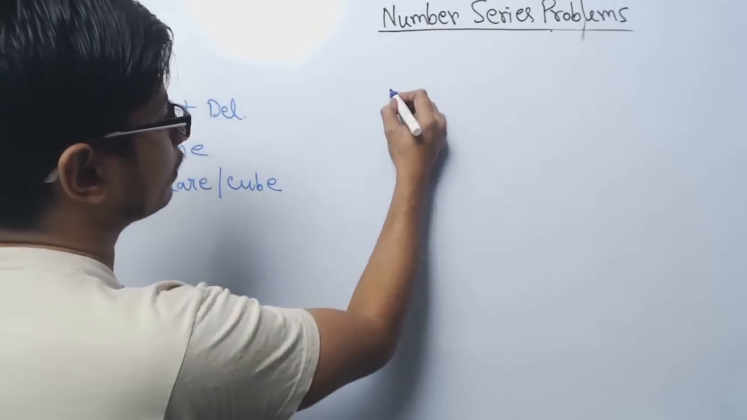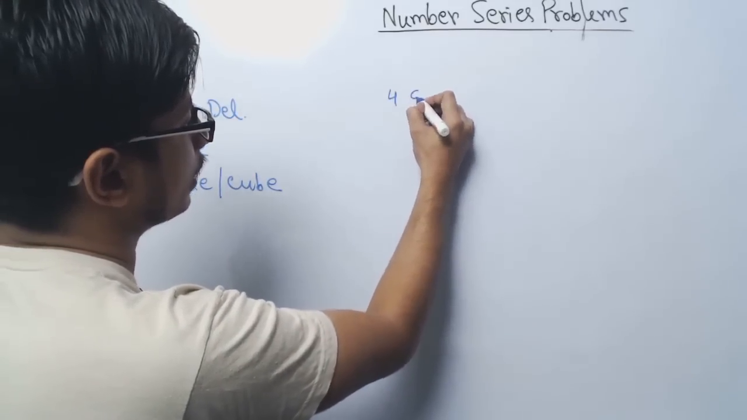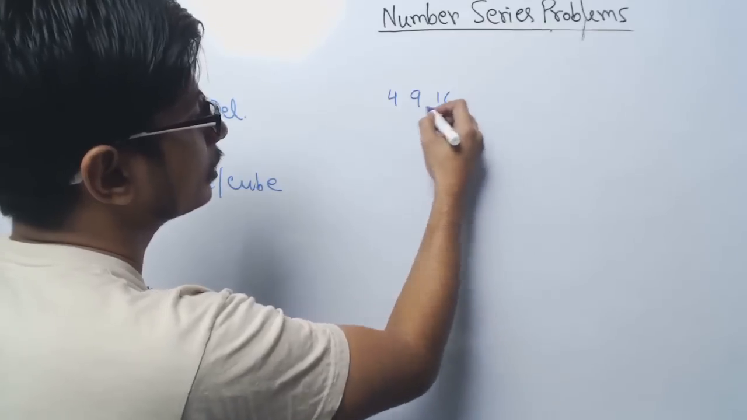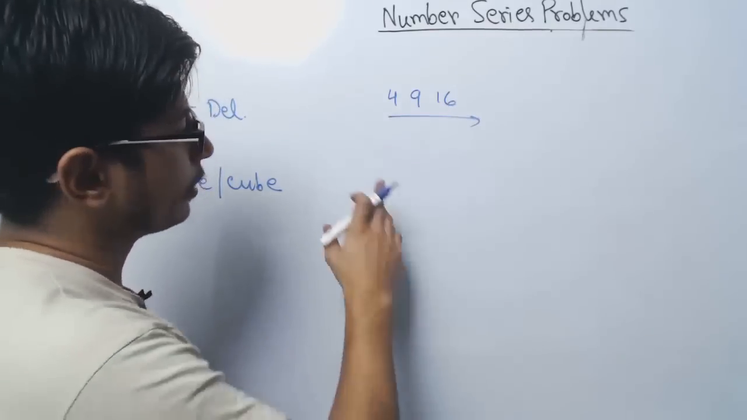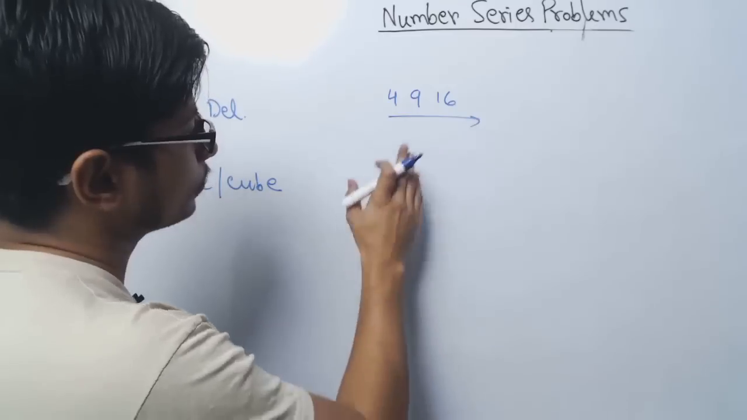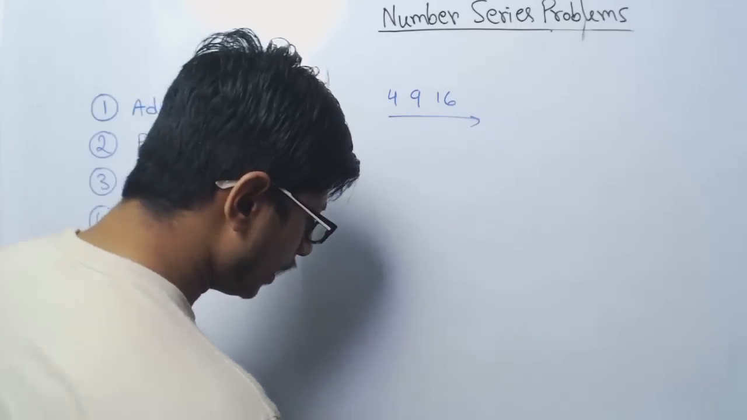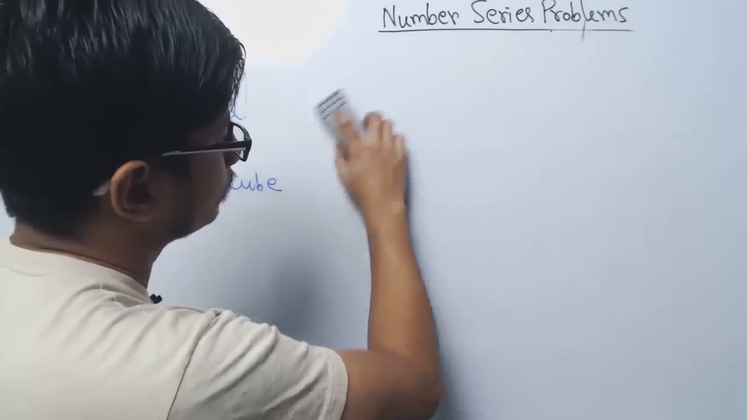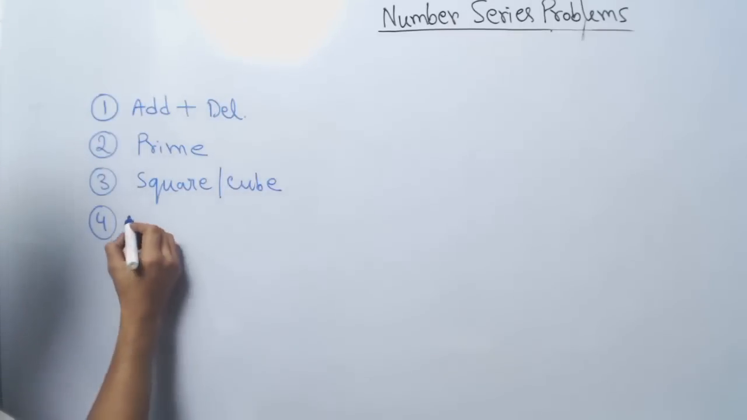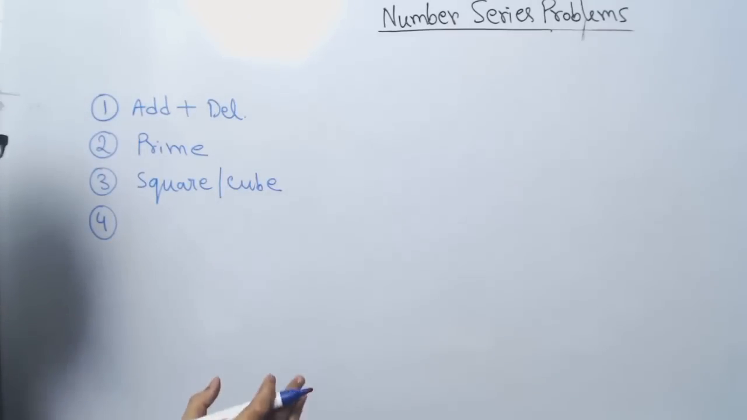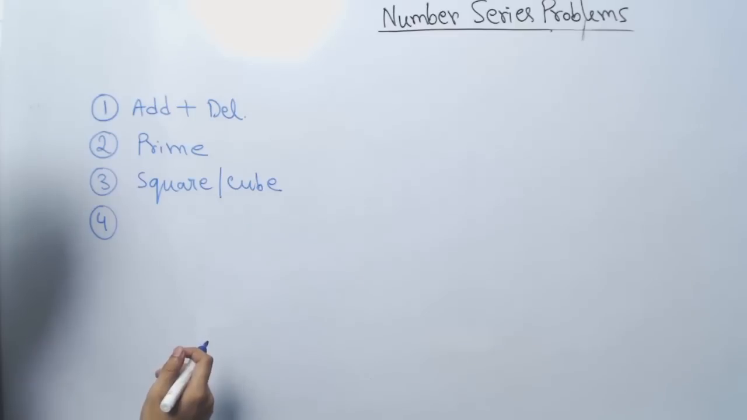So let's say 4, 9, 16. It's a square series, right? Square of 2, square of 3, square of 4. It goes like that. Or they can be any other miscellaneous series that are linked.